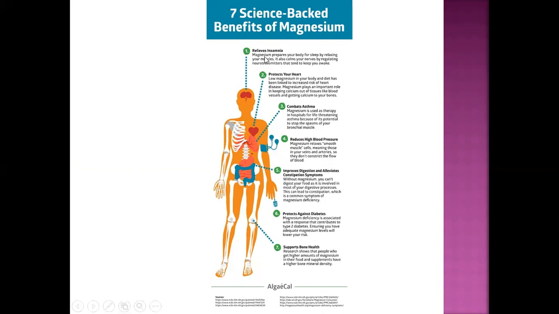Here it relieves insomnia. Magnesium prepares your body for sleep by relaxing your muscles. It calms your nerves by regulating neurotransmitters and it keeps you from staying awake.